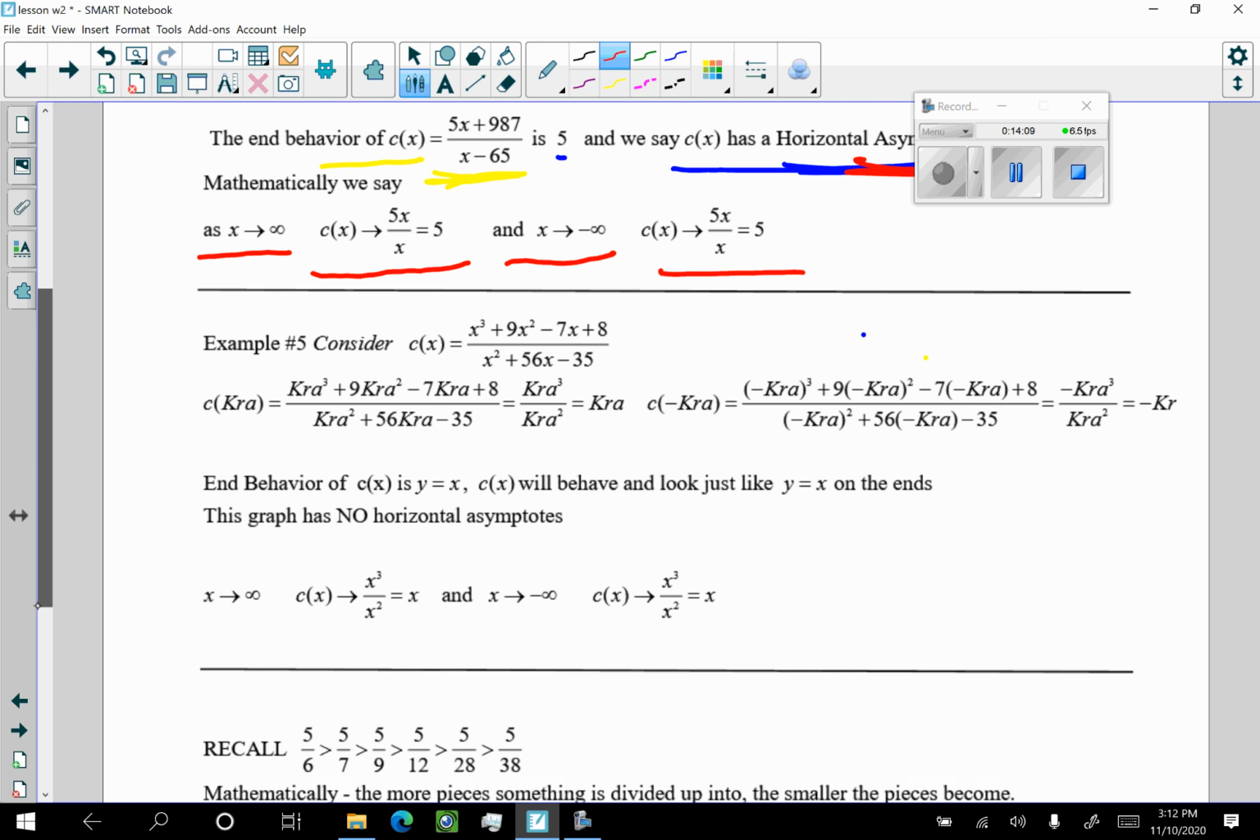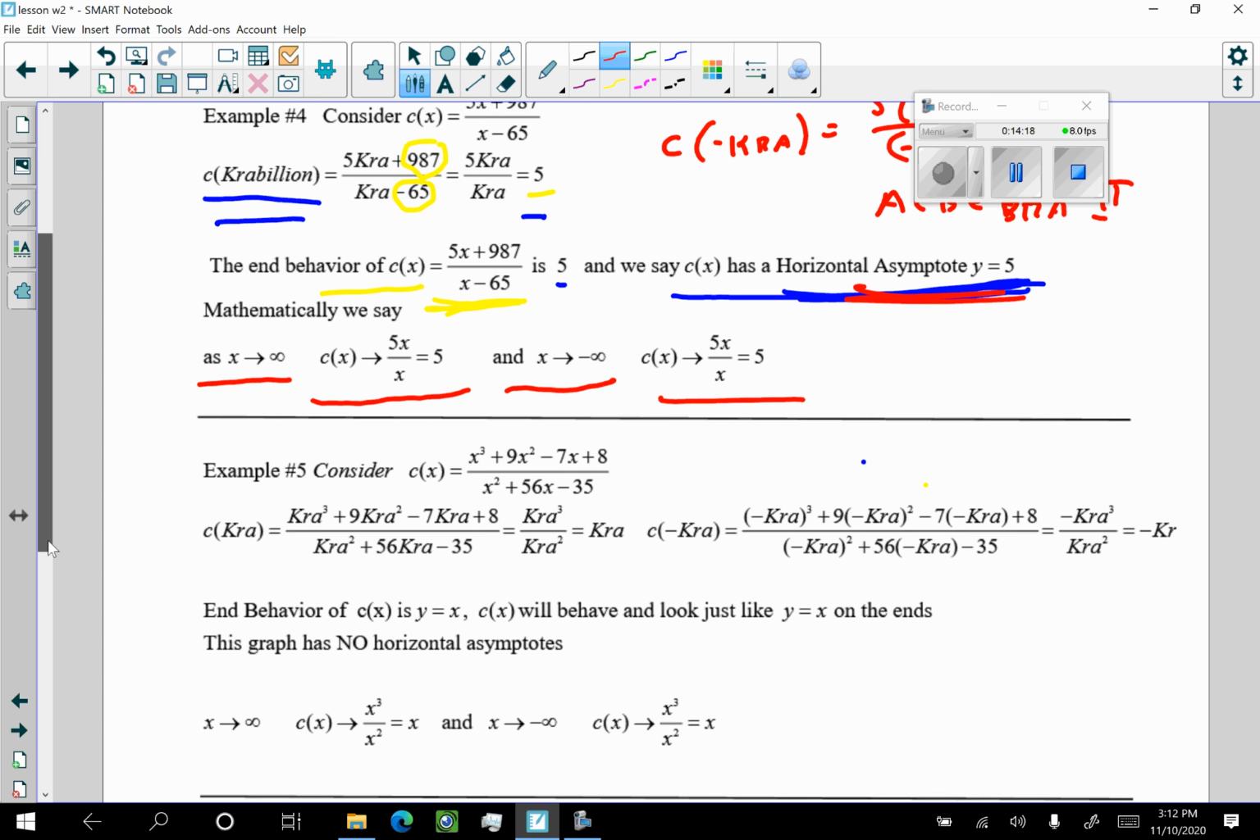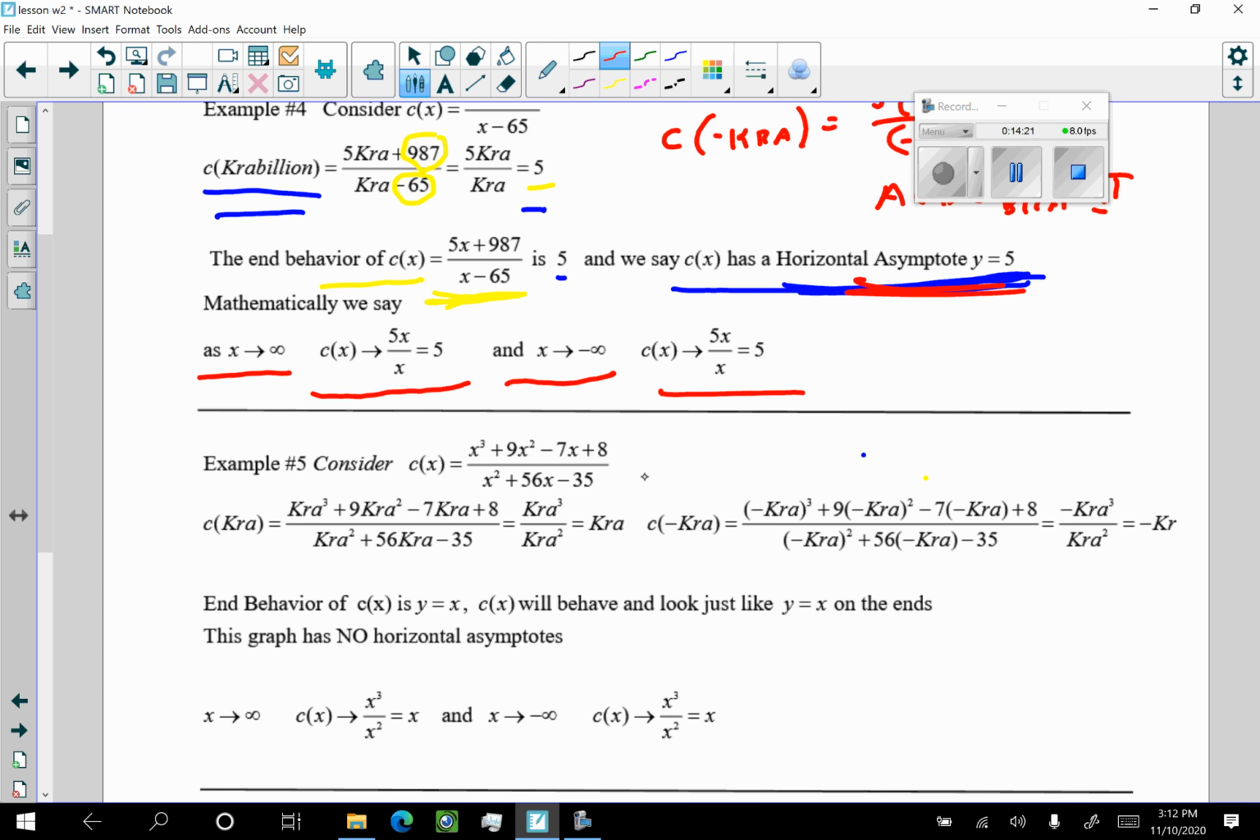Let's do example 5 here. I have this cubic polynomial. Whoa. I have another quotient. This time I have a quotient of a polynomial divided by a polynomial, as I did before. So I have this cubic divided by this quadratic, and I want to know what C of kerbillion is. Well, if you put kerbillion in, you get kerbillion cubed plus 9 kerbillion squared minus 7 kerbillion. All of this other stuff here is insignificant. Don't need it. So I have kerbillion cubed over kerbillion squared. And what is that? Just kerbillion.